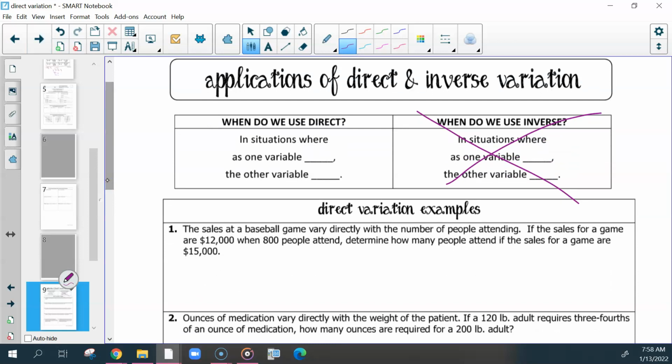Two important things about applications of direct variation. One thing you'll notice is as one variable goes up, the other goes up. So they either rise together, or it could be the opposite. As one goes down, the other goes down, they fall together. You can kind of think about that as a line. They either go up together or they go down together.